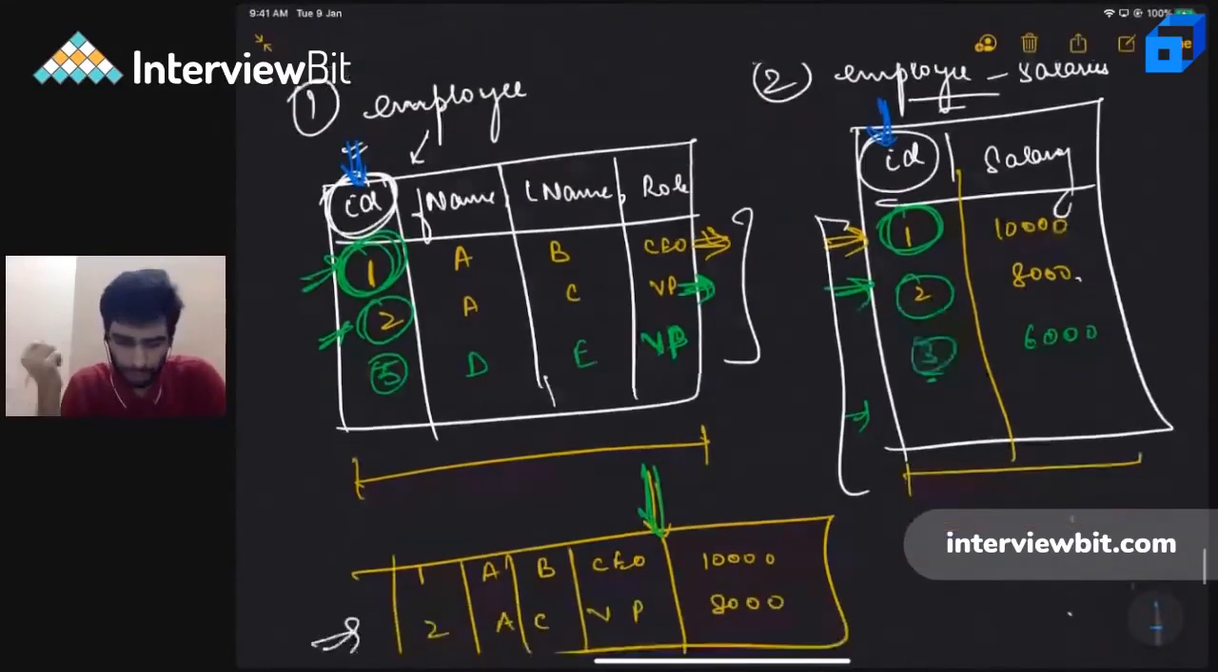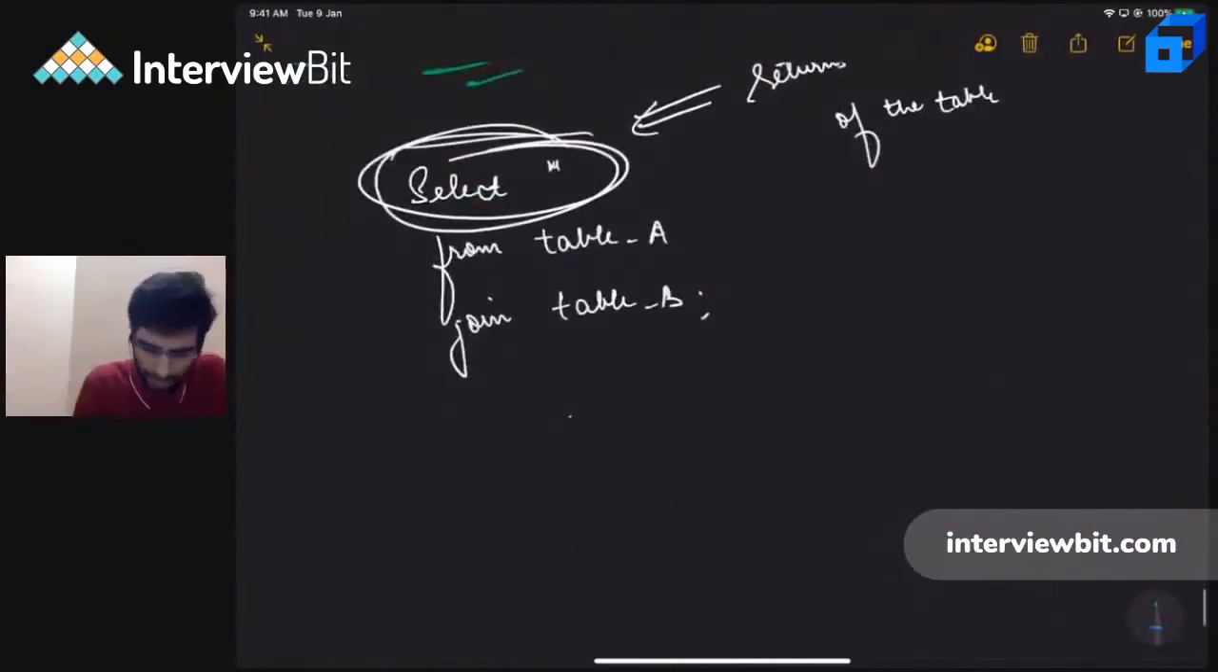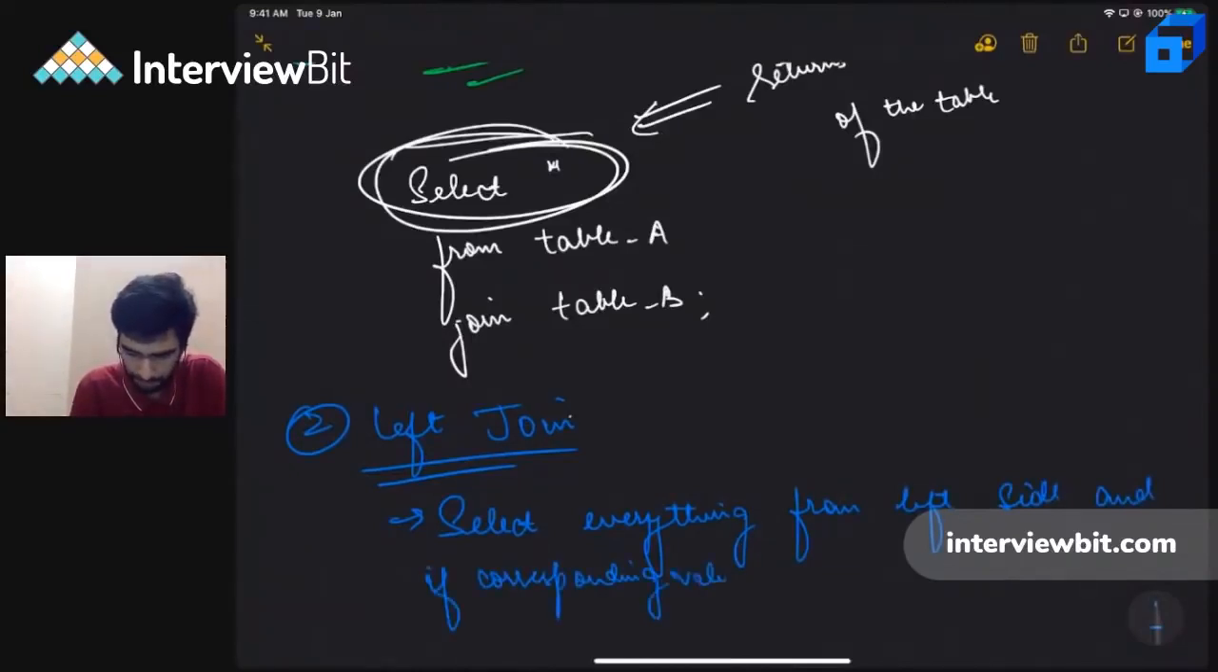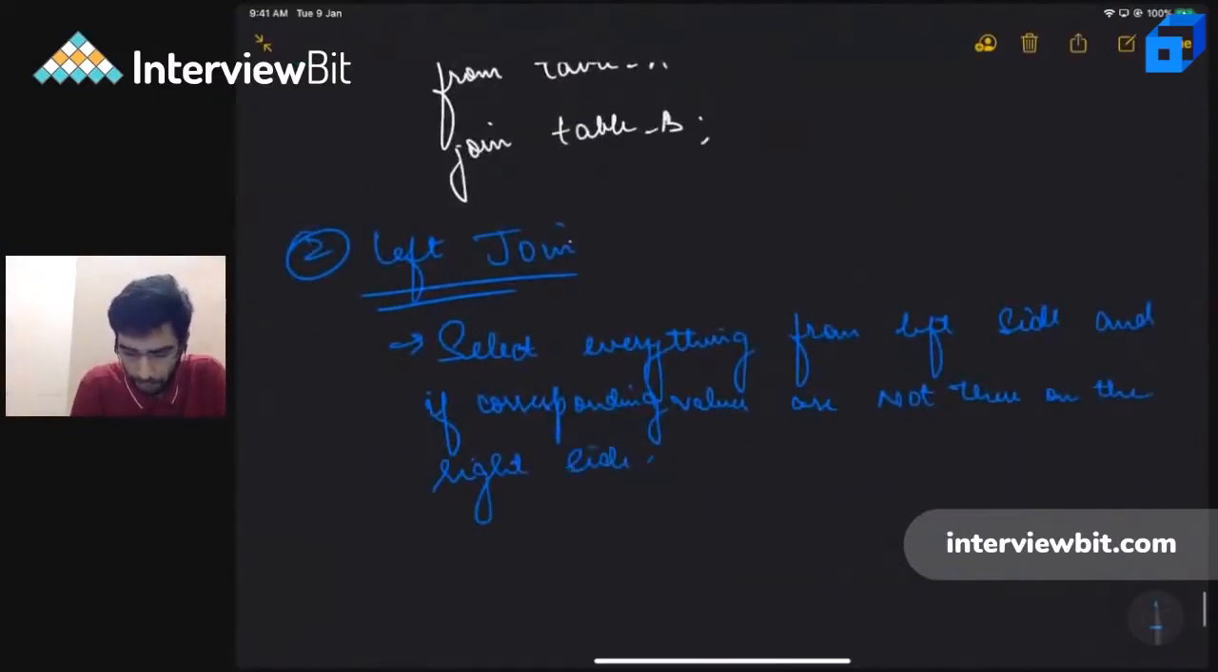That is the most common join that is used. The second type of join is left join. This is a left outer join, but let us call it left join. What it says is select everything from the left side, and if corresponding values are not there on the right side, fill those values with null.